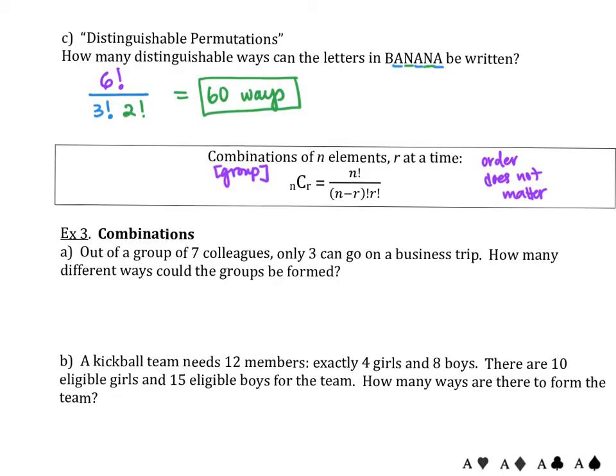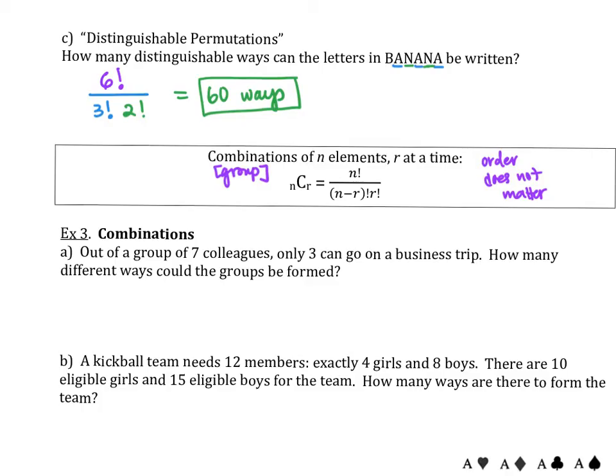I'm going to show you how that is exactly like the distinguishable permutations, and then you can decide whether you prefer the formula or you prefer to think of it still using the counting principle. Okay, so for this example, it says out of a group of 7 colleagues, only 3 can go on a business trip. How many different ways can the groups be formed?